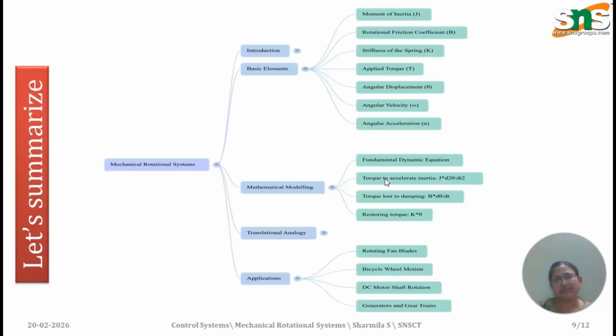So let's summarize today's session. We explored the key differences between translational and rotational systems. We covered examples of mechanical rotational systems, and the stiffness of the spring, moment of inertia, applied torque, angular displacement, and angular velocity. And we can form the transfer function with moment of inertia, velocity, and stiffness, with an example, and real-time examples of mechanical rotational systems.